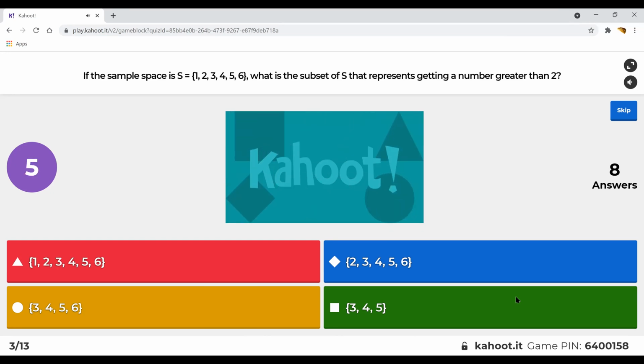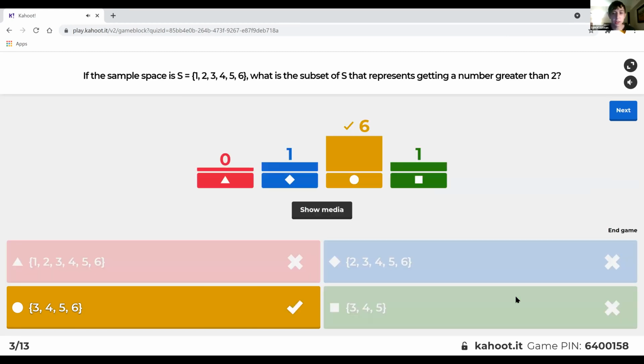I messed up on this one. Well, hopefully you learn from your mistake. Yeah, so this one is going to be 3, 4, 5, and 6. Those are all the elements in the set that are greater than 2. Because I clicked the wrong one. Oh, well, that's okay. Hopefully you know it.